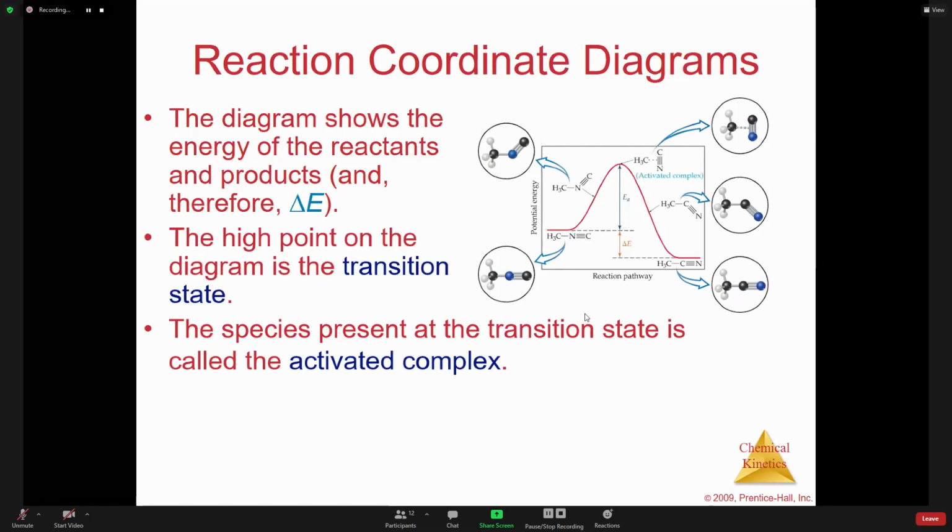So the species itself, this would be the activated complex. It's going to be the highest point of energy during your chemical change. And then the spot on the diagram is called the transition state.